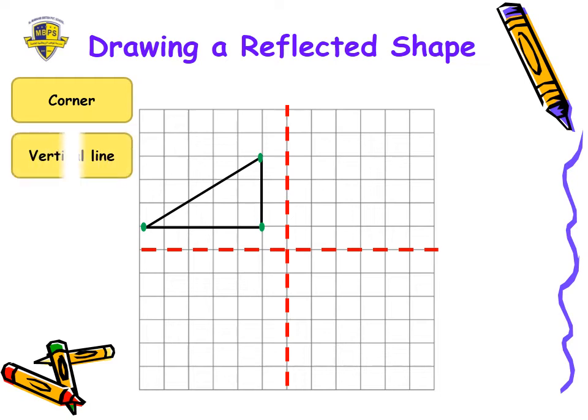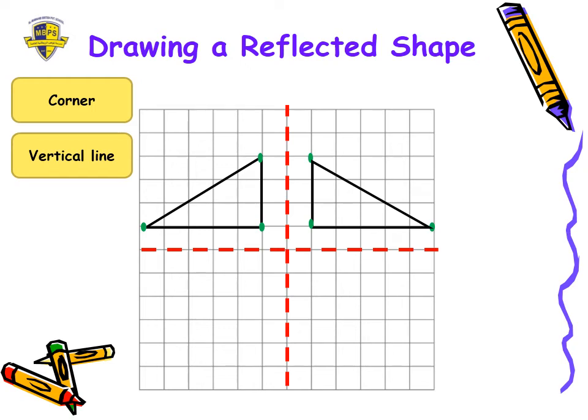Okay, the first one is 1 square to the left. So on the other side, the right side, count 1 square from the mirror line and put your first dot. The second one down is also 1 square, so I count 1 square and I put it. The last one, how many squares is the distance between the mirror line and the last dot? Count 1, 2, 3, 4, 5, 6. So from the other side also count 6 squares and put your dot. Then match between these dots. So this is the reflected shape.